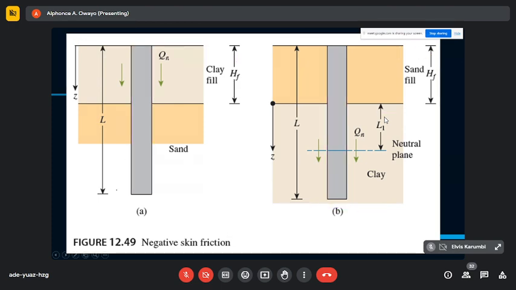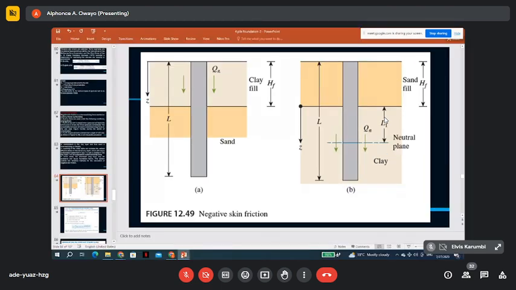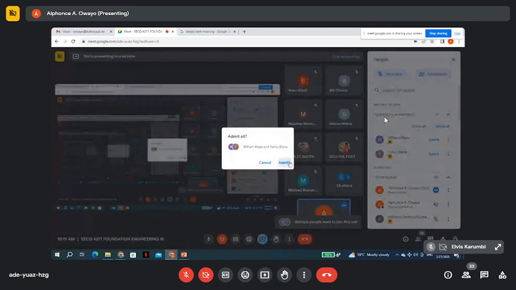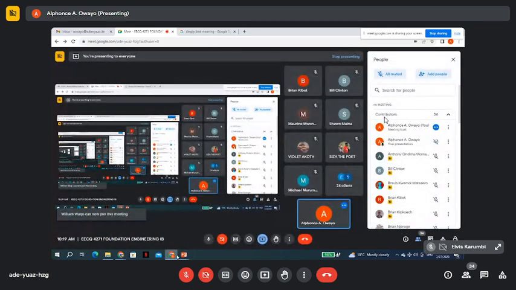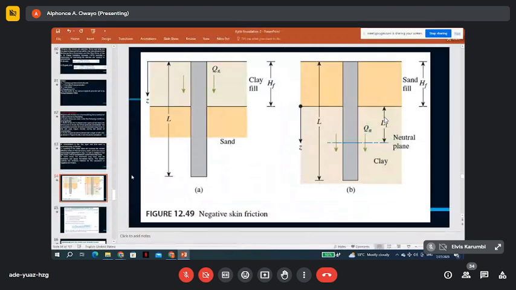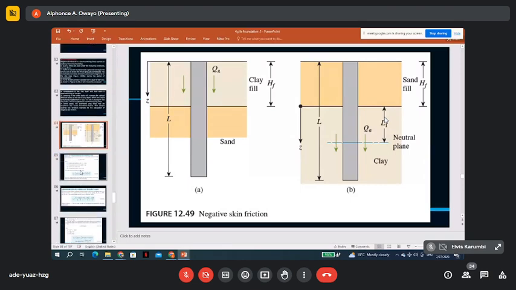So how to solve this is you have to embed the pile in a stable substratum. In sand, if you don't have sand, you have to embed the pile in material that is clay, that is more stiff, more stable, so that the idea of expansion and contraction won't affect the pile. Okay.